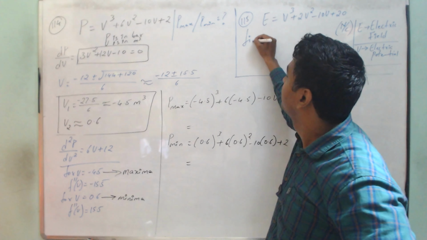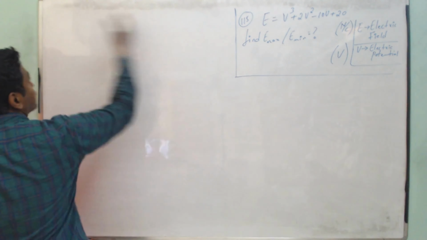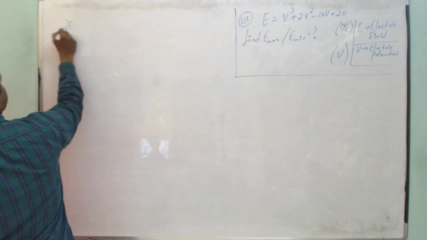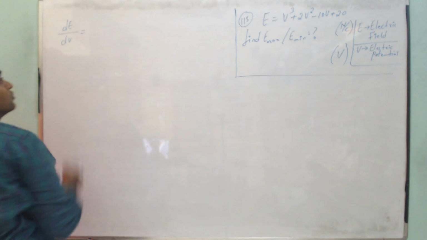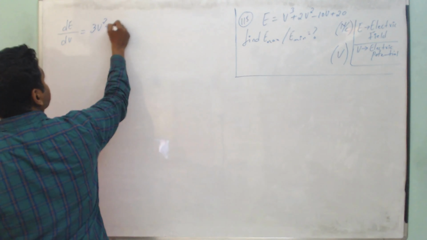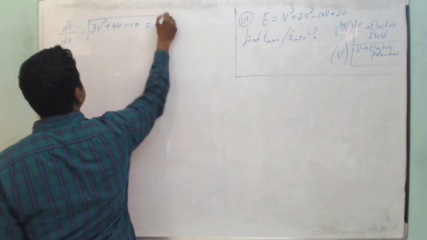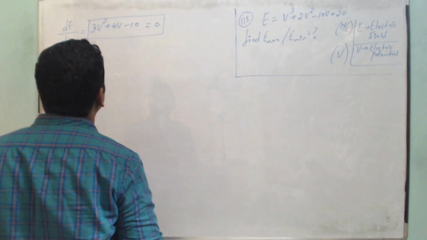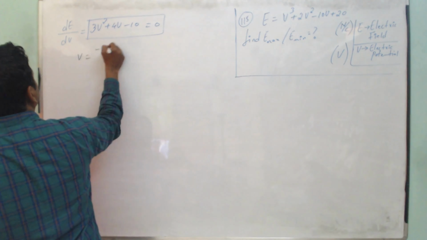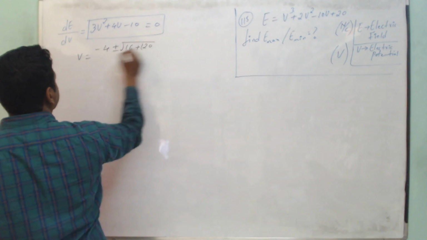Find the maximum electric field or minimum electric field. From where should I start? First differential. So dE by dV is equal to 3V square plus 4V minus 10, and it should be equal to 0 for maxima and minima. Next, the solution by quadratic formula is minus 4 plus or minus root over B square minus 4AC, divided by 2A.